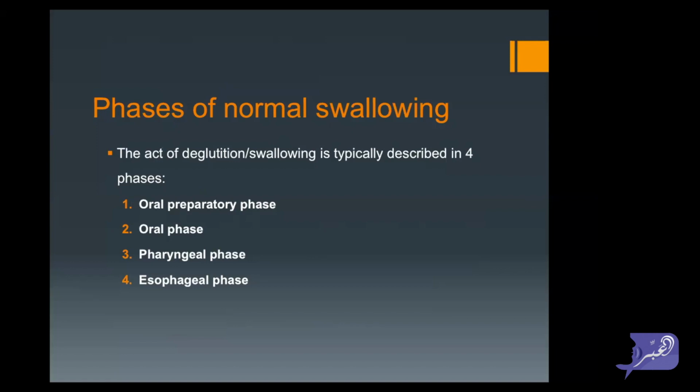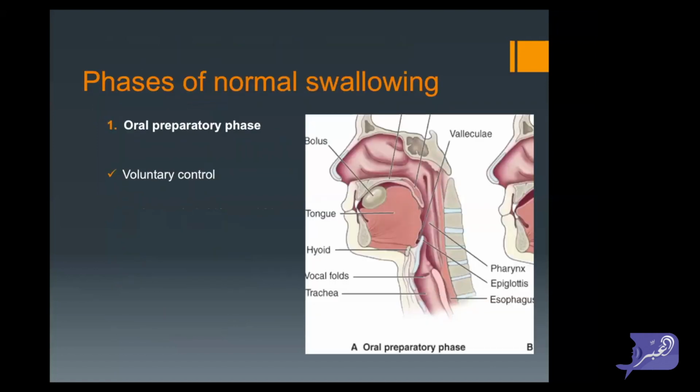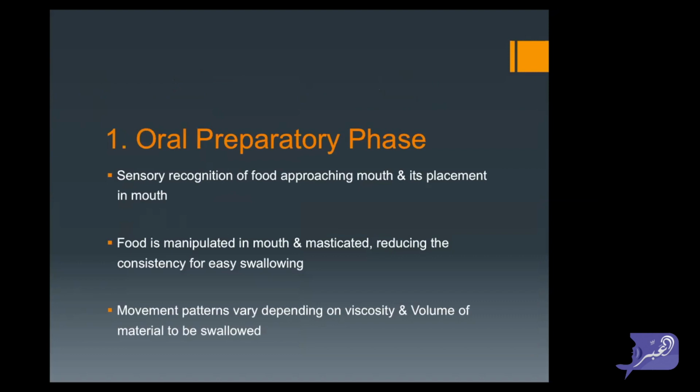So phases of the normal swallowing, typically most textbooks will describe it as 4 phases: the oral prep, oral phase, pharyngeal, esophageal. Sometimes you'll pick up a textbook and it has 3 phases: oral phase, pharyngeal, and esophageal phase. I'm going to describe it as 4 phases. So the oral prep phase is voluntary, okay? Voluntary meaning I have control over it. I think about it and I have control over it.